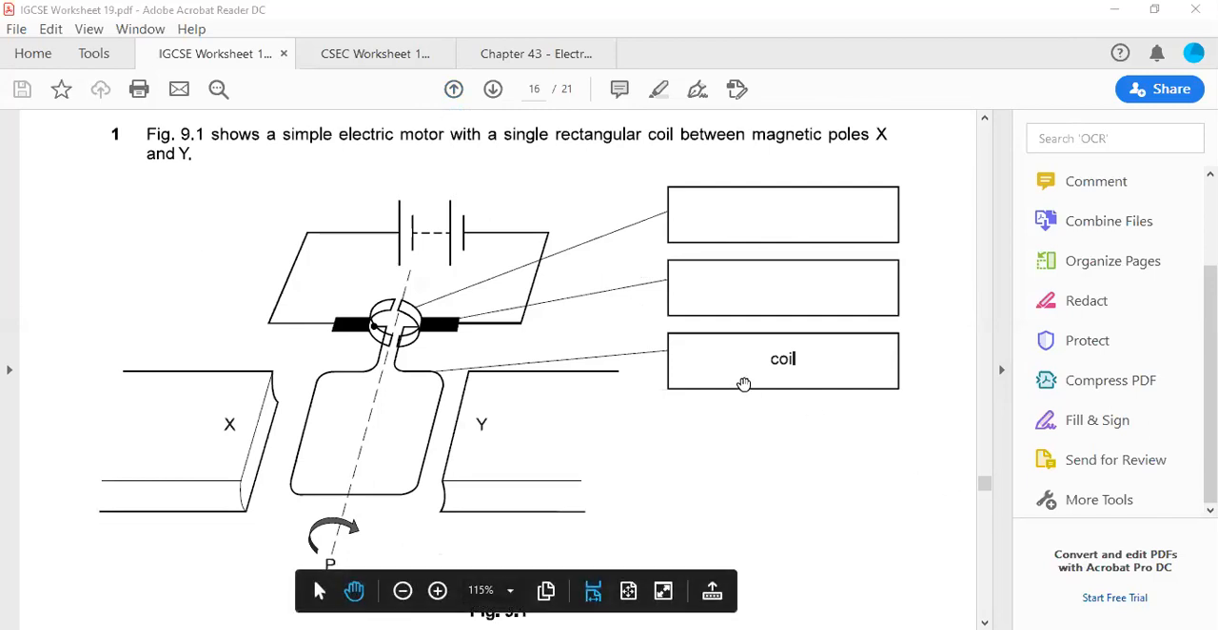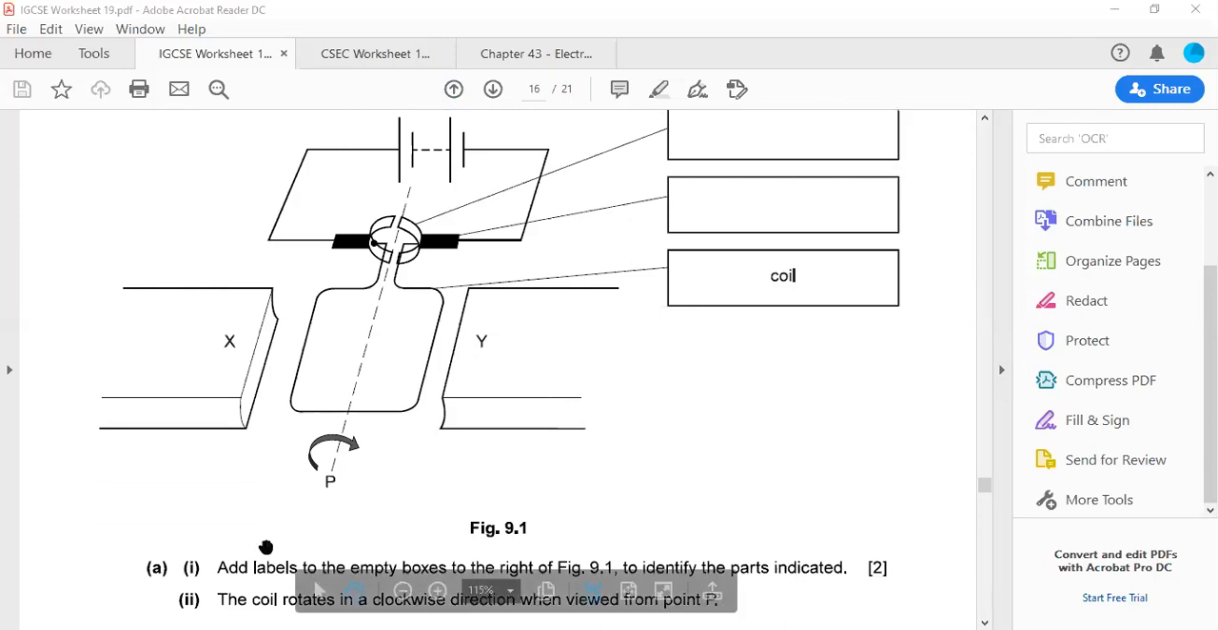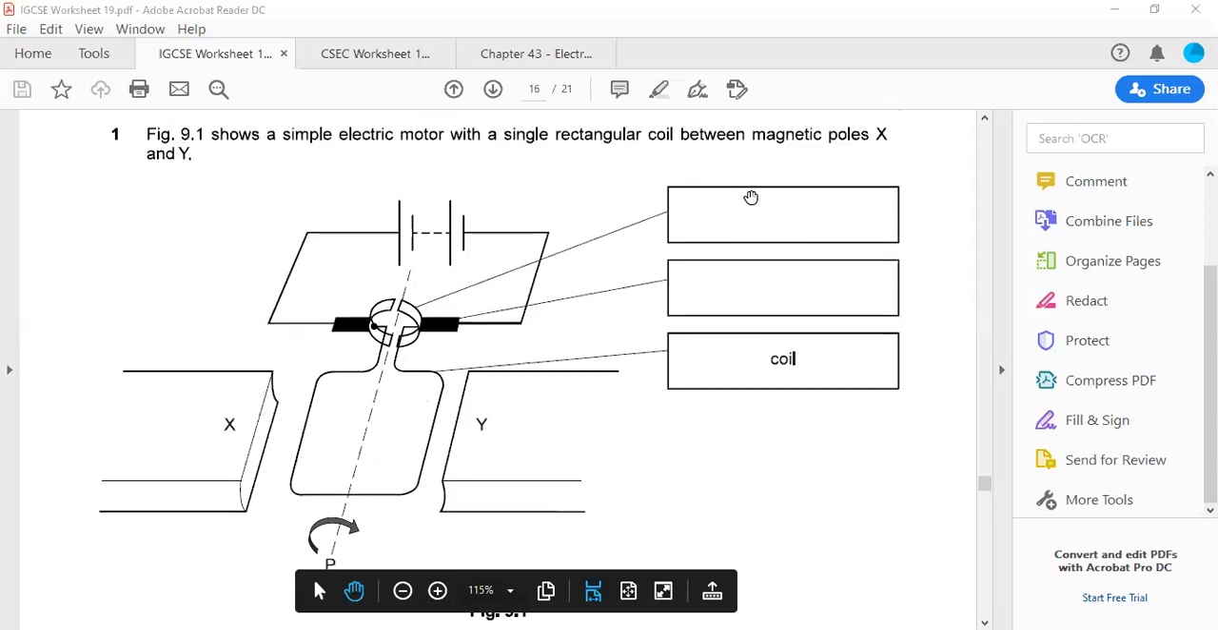Good. So this is the IGC question, and it goes: Figure 9.1 shows a simple electric motor with a single rectangular coil between magnetic poles X and Y. We don't know which is north or south. The question asks us to add labels to the empty boxes to the right of figure 9.1 to identify the parts. Which is this here?